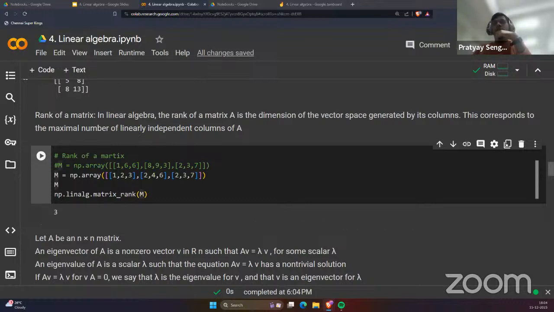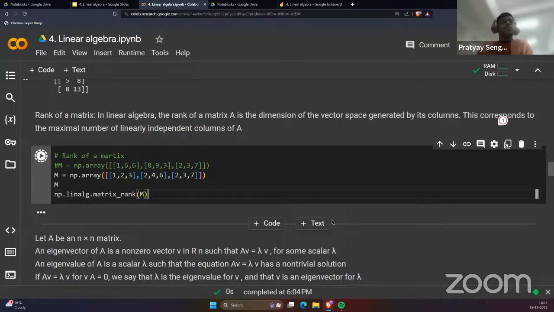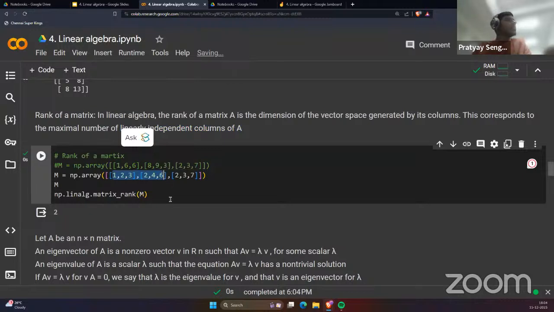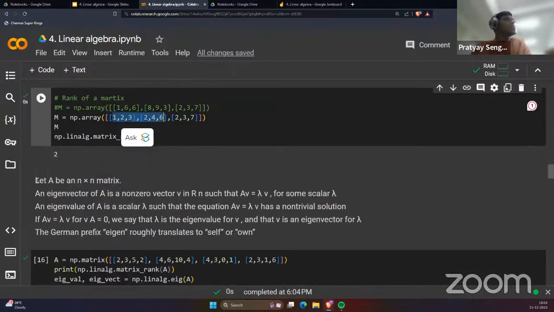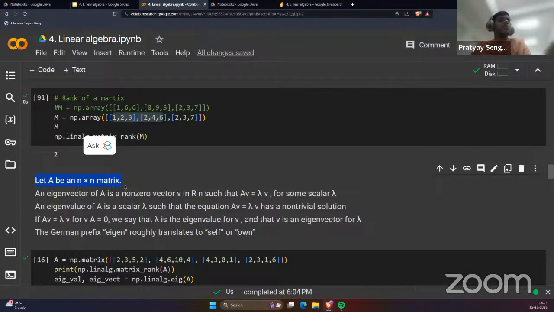Yes, this is correct, what you said. So what will be the rank of this now? This will be 2, right? Because these two are linearly dependent, not independent. So let's come to the next topic, that is eigenvalue and eigenvector.